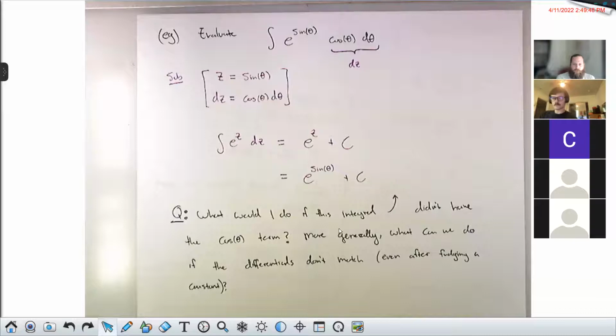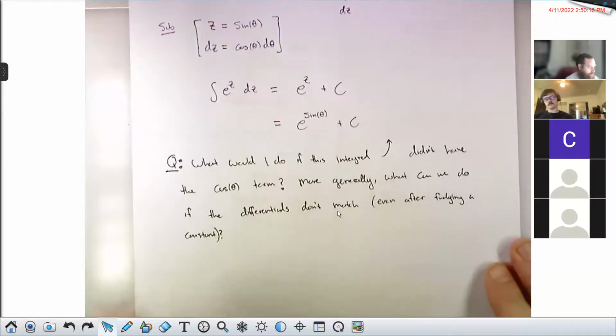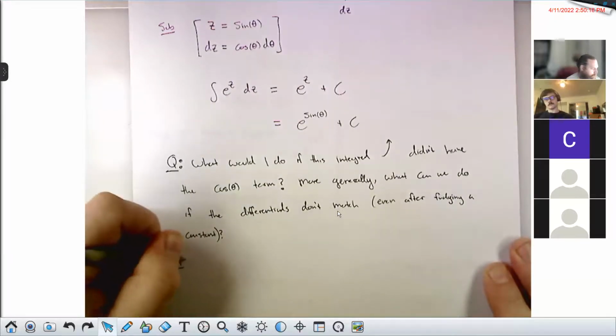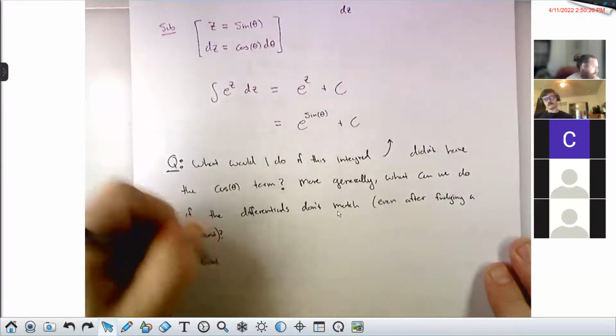But the question, what can we do if the differentials don't match, is one to think about a little bit, because we're not always completely stuck. As we saw with the e to the pi x, where I multiplied by 1 over pi times pi to shove in a piece, we can play those sorts of games. The short answer is you get creative.